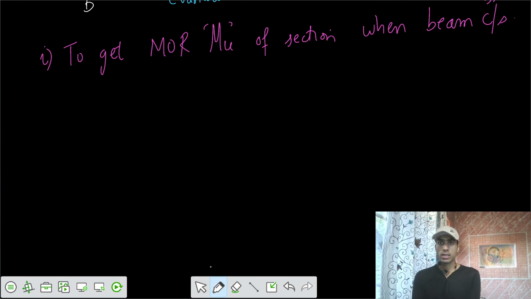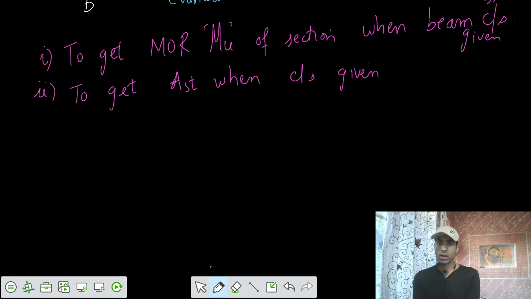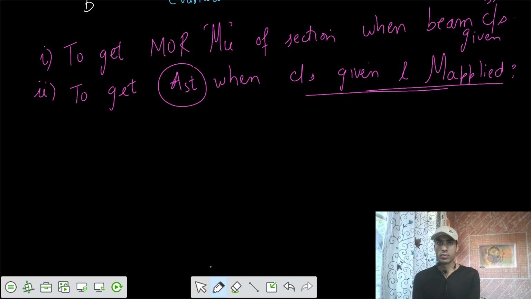Second one is that we need to get the area of steel required in the tension zone, Ast, when the cross section is given. We also know the bending moment you are applying on the structure. This is given, and we need to get the Ast here. We need to get Mu in the first case and the value of Ast in the second case.